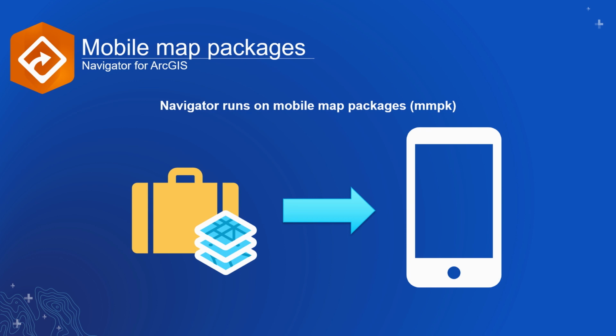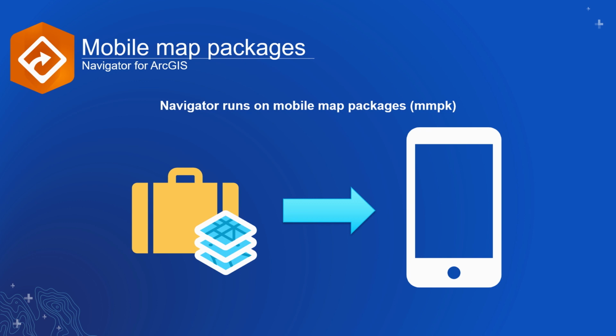Just a few. So mobile map packages are something that a map author will create inside ArcGIS Pro. You can take a map package and bundle up things inside it, things like locators, operational layers, base maps, all the things that your mobile user is going to need to get out and go do the thing that they need to do. In this case, it's navigate along a network.